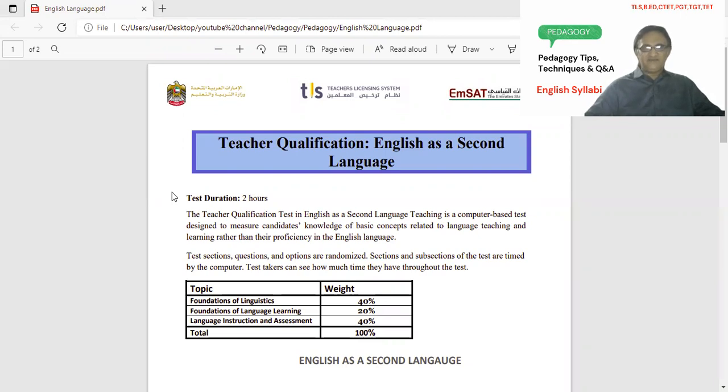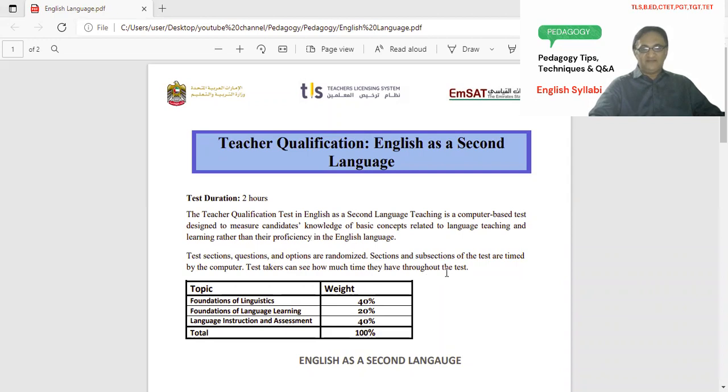The test duration is 2 hours, and the teacher qualification test in English as a second language is a computer-based test, as you know, and I'm repeating this information, to measure the candidate's knowledge about the basic concepts of the related language. So keep in mind, this is about the subject, as a second language, and learning, rather than their proficiency in the English language. So test sections, questions and options are randomized. Sections and subsections of the test are timed by the computer, and test takers can see how much time they have throughout the test.